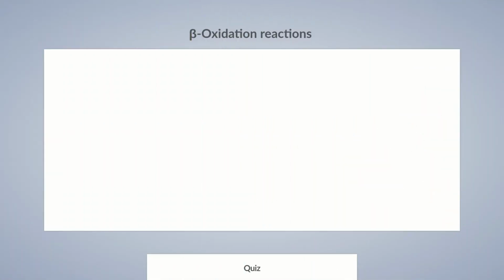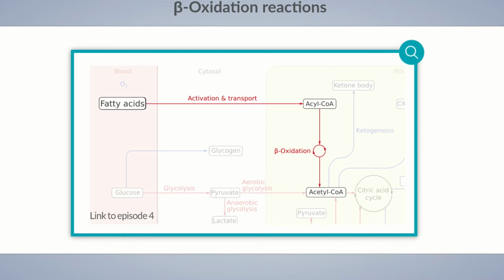Energy Metabolism, Part 5, Beta-oxidation Reactions. In the last Chalk Talk episode, we learned that activated fatty acids are degraded in beta-oxidation. The enzymes involved cleave the fatty acid to form the 2-carbon unit acetyl-CoA. Cleavage occurs at the beta-carbon atom, C3, and involves 4 reaction steps.